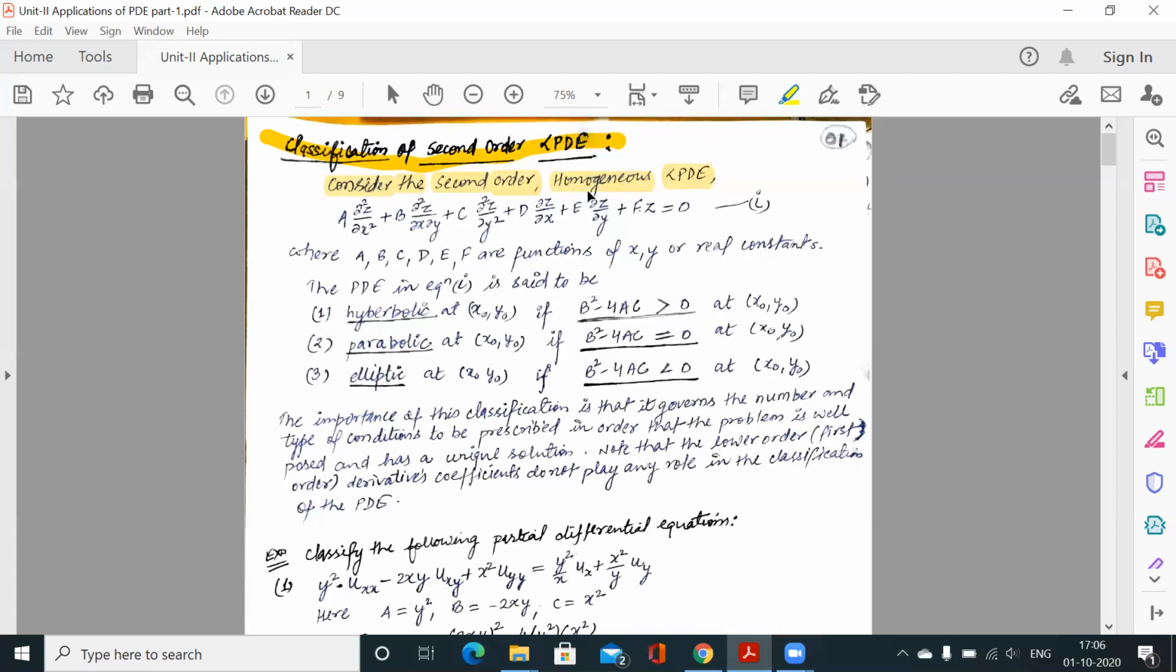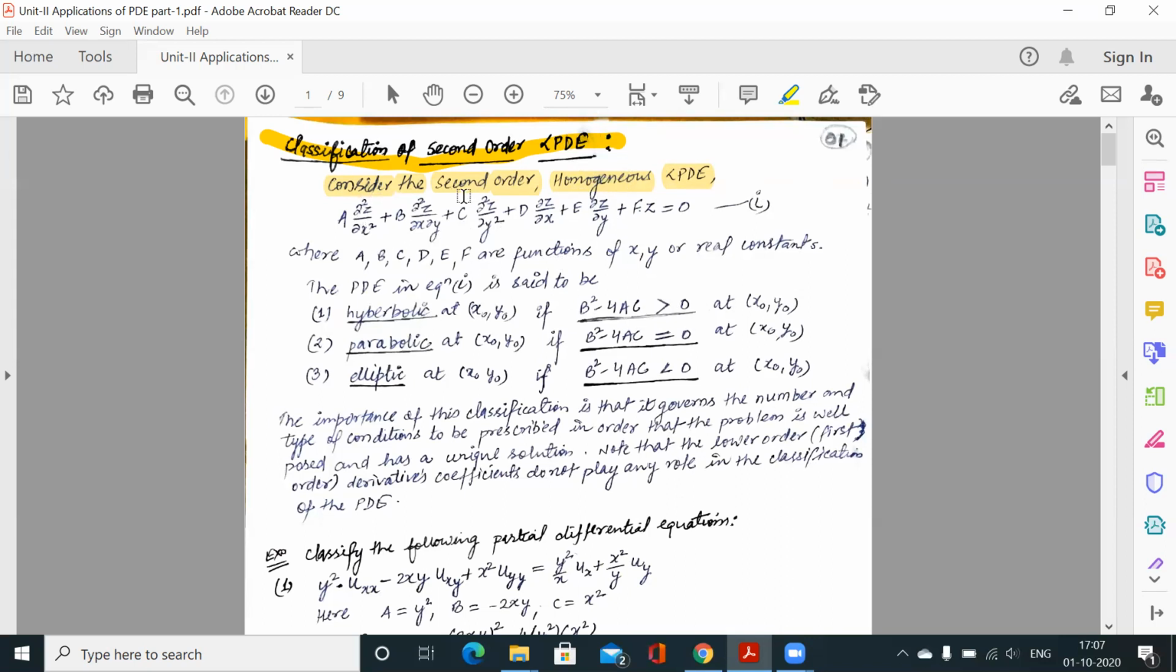Here I have mentioned it because in this unit we have to solve homogeneous LPDE only. That's why I have written the word homogeneous. Otherwise, in classification there is no need of that. The given LPDE need not be homogeneous. It may be homogeneous or it may be non-homogeneous.